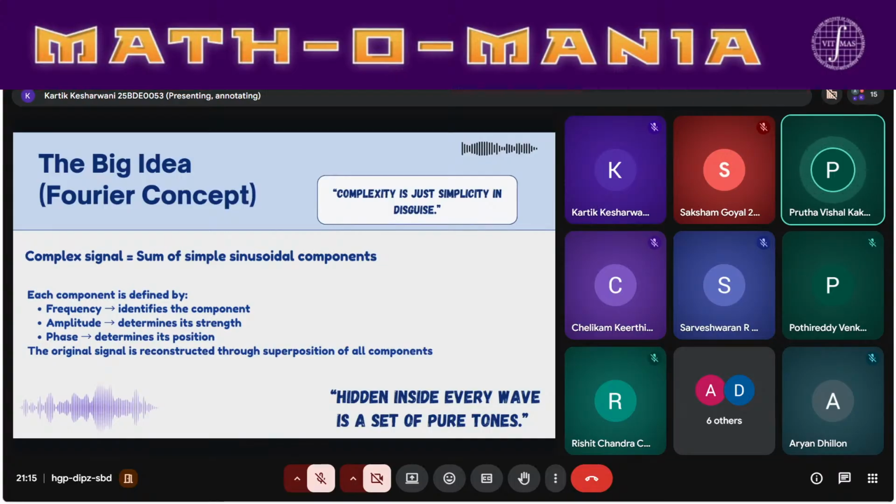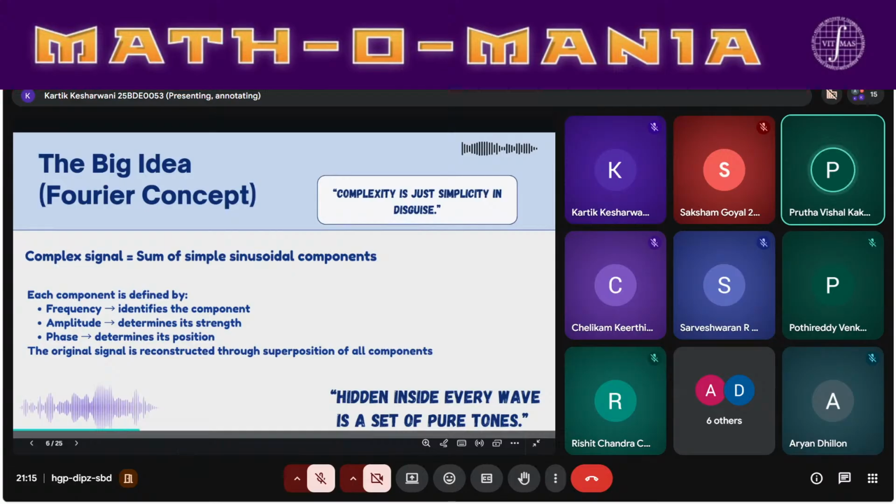To put it all together, Fourier analysis allows us to take something that looks complicated and transform it into something simple and structured. It helps us move from confusion to clarity, and that is why it is such a fundamental tool in understanding waves and signals.